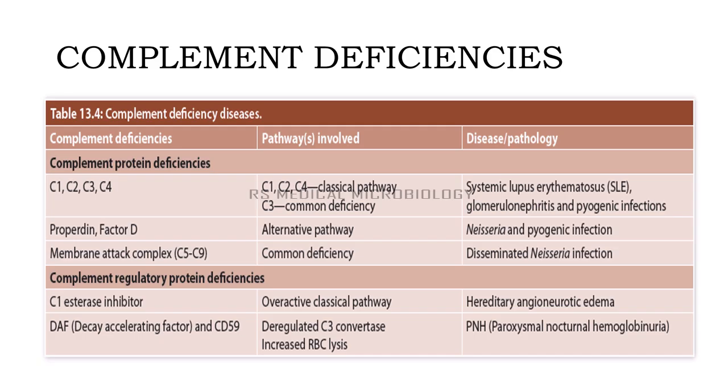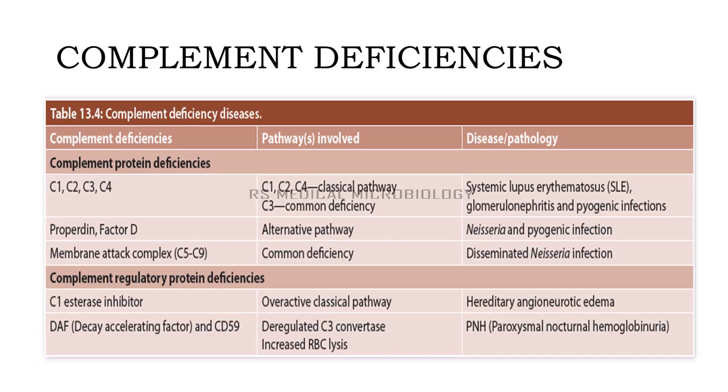So what are the effects of complement deficiencies? If there's a deficiency of C1, C2, or C4, the classical pathway is affected, and if C3 is affected, it's a common deficiency, so all three pathways will be involved. In this case, the patient can suffer from systemic lupus erythematosus, glomerulonephritis, and pyogenic infections. If there's a deficiency of properdin or factor D, the alternate pathway is affected, leading to increased incidence of Neisseria and pyogenic infections. If the membrane attack complex C5 to C9 is deficient, it's a common deficiency, meaning all three pathways will be affected, and there will be a disseminated Neisseria infection.